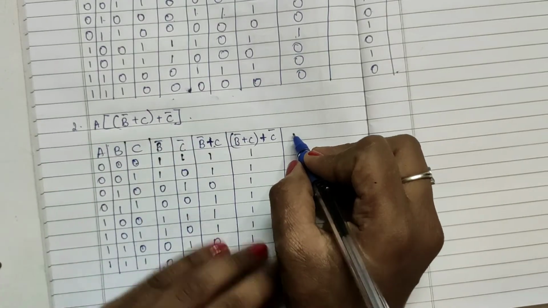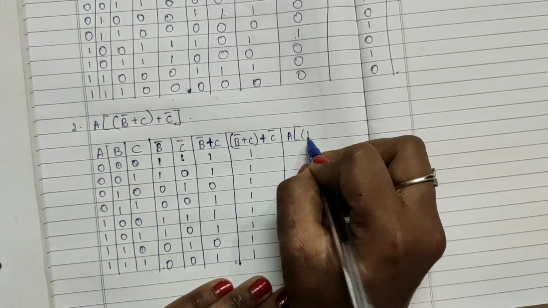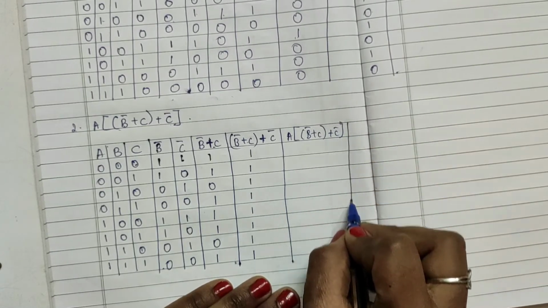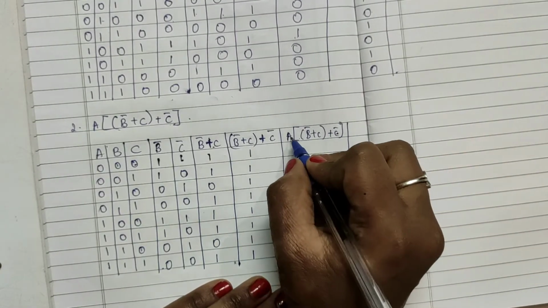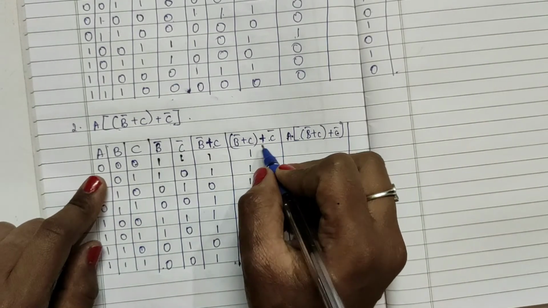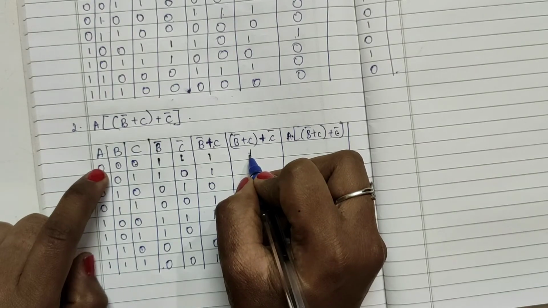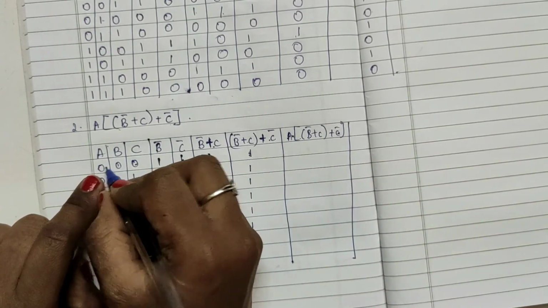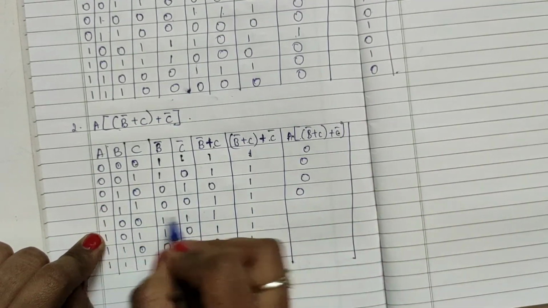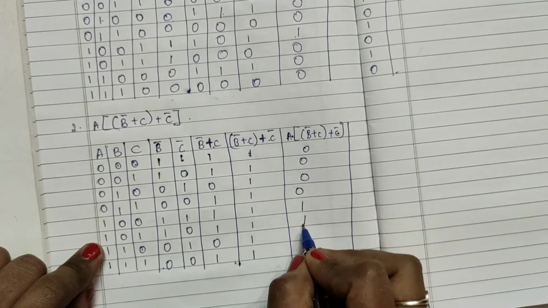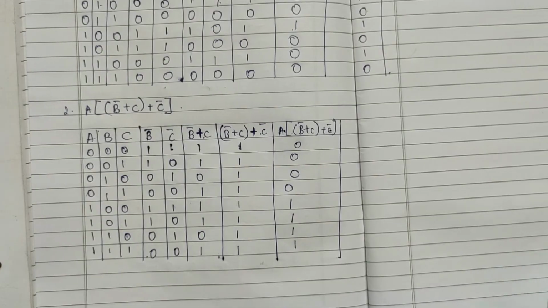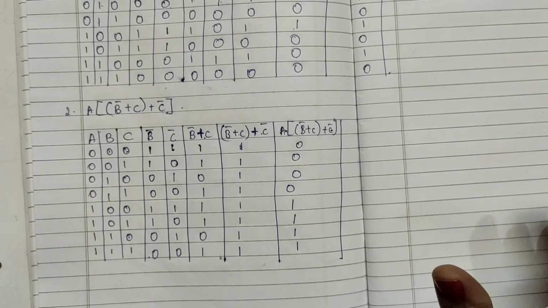And now the entire expression, a open bracket b bar plus c plus c bar. So we already have this much, and then in between, if nothing is there, then it's a dot symbol. So this one with a. So both conditions should be met, then only our result will be true. So here one condition is false, so false, false, false, false. Now 1 and 1 true, 1 and 1 true, 1 1 true, 1 1 true. So this is how you derive a Boolean expression into a truth table.